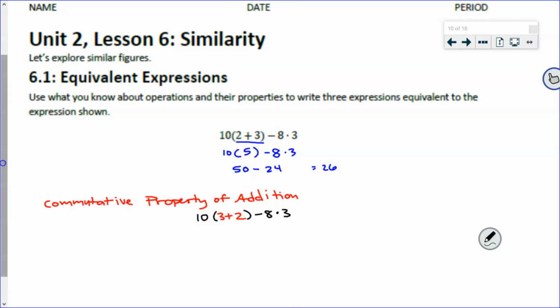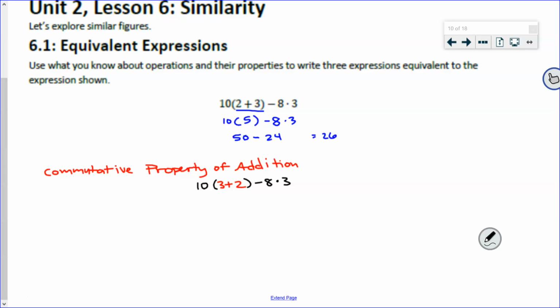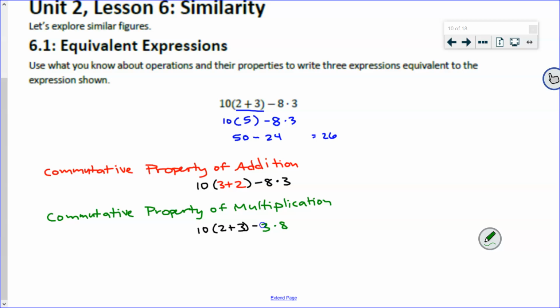Do you understand the directions now? And this is how I know that most of you probably didn't do this correctly because this was all done during the spring. And I know that that was interrupted learning. Let's take a look at another one. Another one that we could have written is the commutative property of multiplication, where I can change the order of multiplication. So again, writing the original, 10 times the 2 plus 3 minus, if I wanted to, I could change the order of this multiplication. Instead of 8 times 3, I can do 3 times 8.